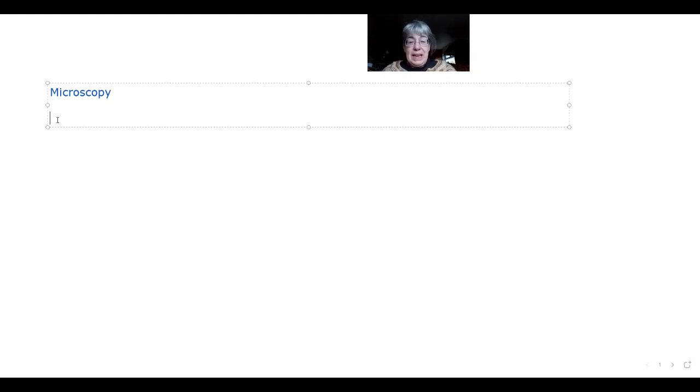Microscopy. There are two key things you need to know about microscopy. The first one is the history and electron microscopes and how they're different. And the second one is the magnification equation. So we'll look at the electron microscope to start off with.